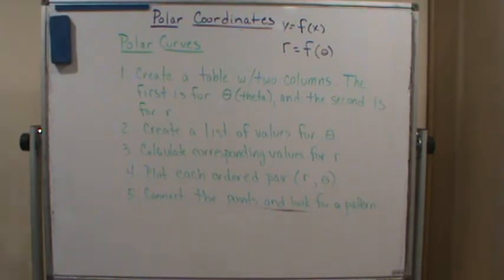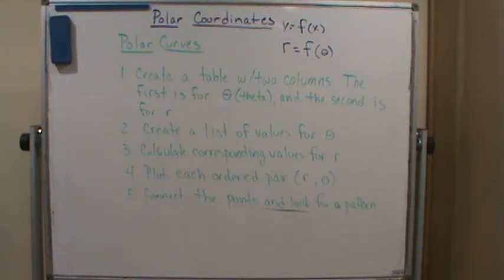So we're going to generate points based on different values of theta, which is going to then give us corresponding values of r, and then we plot those on the polar coordinate system. Okay, so the general idea of plotting points with polar coordinates is the same idea as what we used in plotting points on the rectangular coordinate system, or the Cartesian plane.